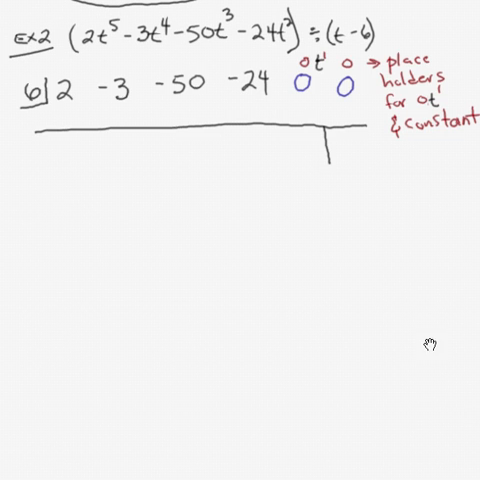Again, watch out for those placeholders. I've got 2t to the 5th, negative 3t to the 4th, negative 50t to the 3rd, negative 24t squared. We don't have a t to the first power, so I must have a 0. And I don't have a constant, so I need another placeholder of 0. So those two zeros are as important as having 100 versus having 1. Need the placeholder for t to the first power, my variable of the first power, and a constant.